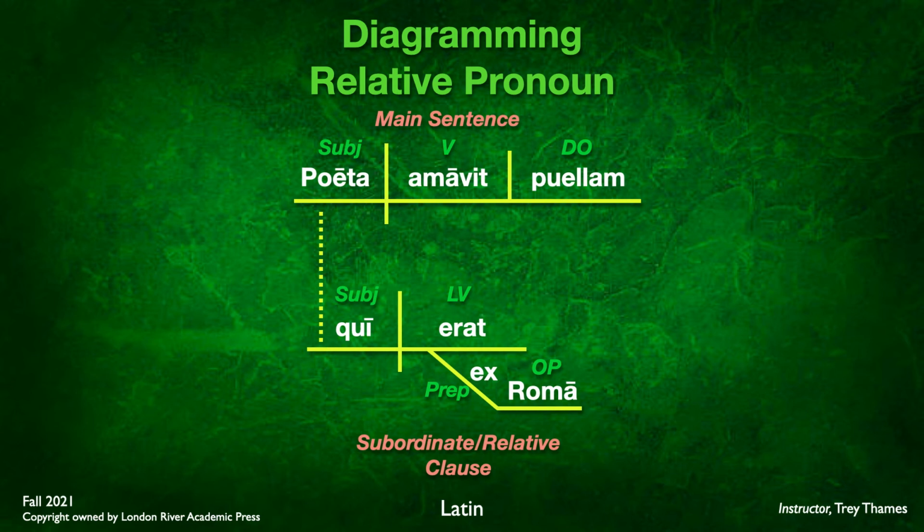So this is our subordinate clause: qui erat ex Roma. And the two sentences, the main sentence and the subordinate clause, are connected with a dashed line. So that's how we diagram it. Now you can see how these two sentences stand on their own. It gives you a picture of how they're related to one another.